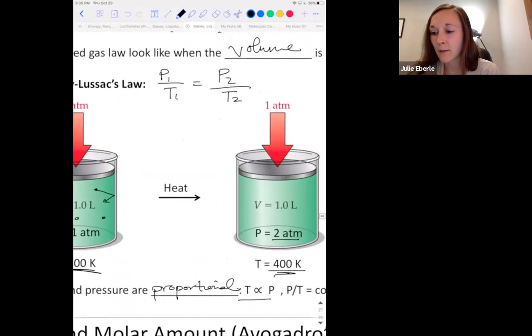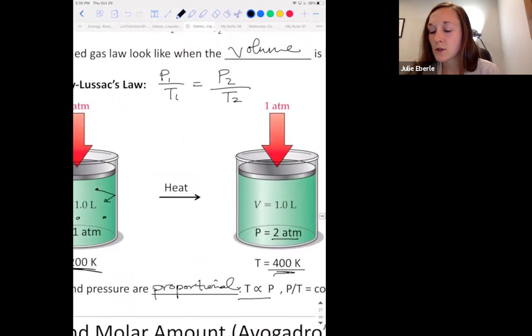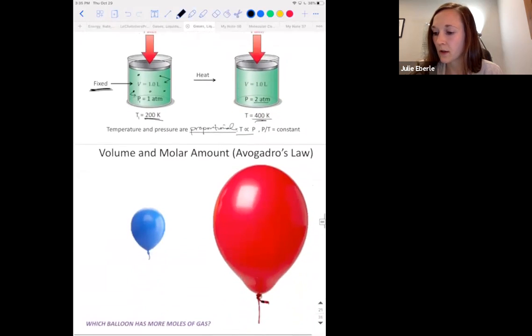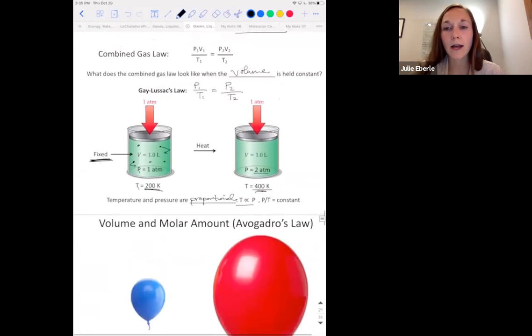Again, the way I'm going to ask you to do these problems, you'll have 3 of the 4 pieces, and you're solving for one of the variables. All right, any questions so far on Boyle's, Charles', Gay-Lussac's?